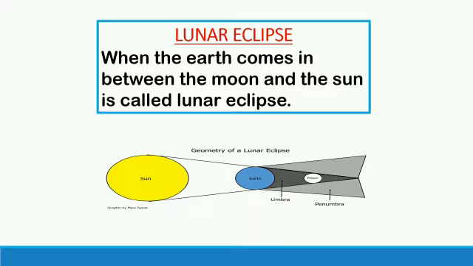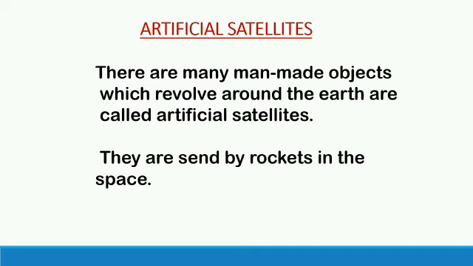In this picture, you can see the sun, earth and moon. The earth is in between sun and moon and is completely blocking the sunlight. That's why the people on earth in that area are not able to see the moon. And this lunar eclipse occurs only on a full moon night. Now we are going to learn about artificial satellites.